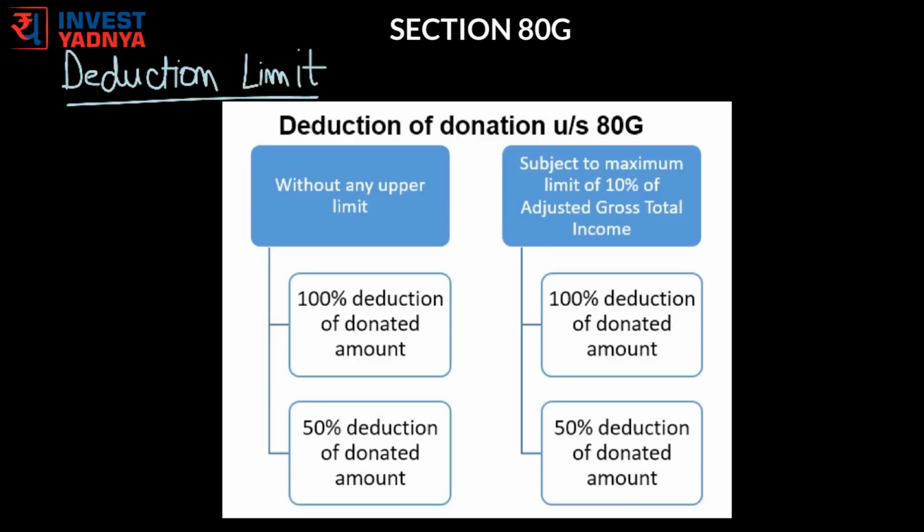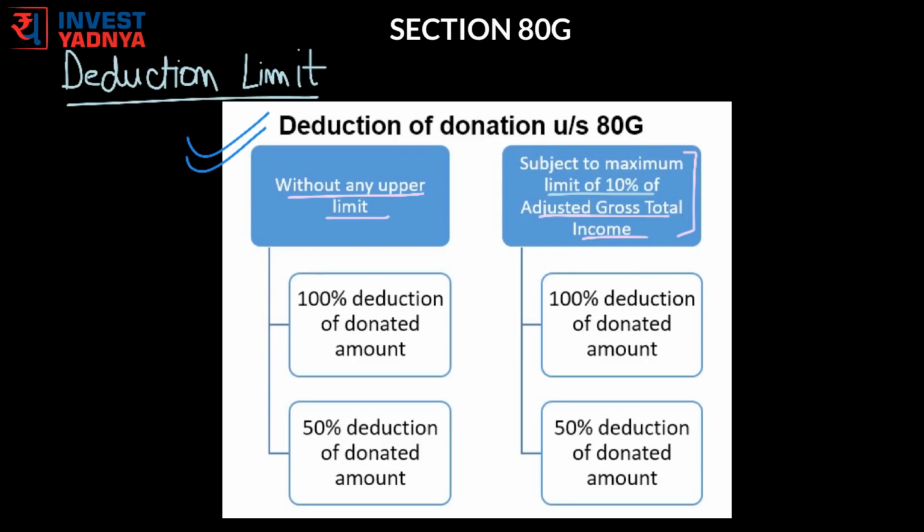Now let's talk about the maximum deduction you can get under this section. Some donations qualify for either 50% or 100% tax deduction, whereas some others qualify for the same deduction but up to a maximum limit of 10% of adjusted gross total income of the taxpayer. So broadly, they can be divided into these four categories. Donations made to some institutions are eligible for deduction without any upper limit, while there are some others where the maximum amount of deduction is limited as per the prescribed provisions.